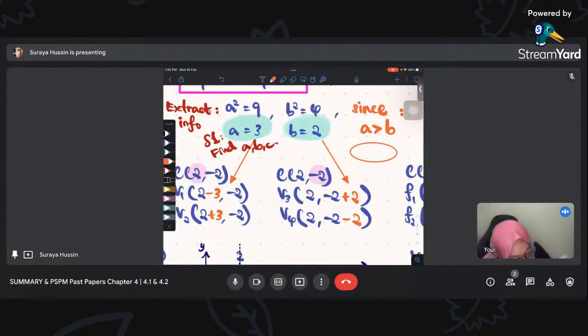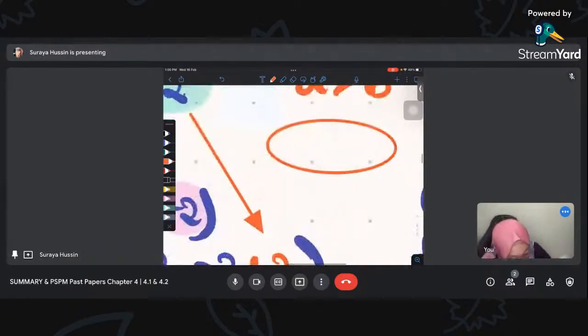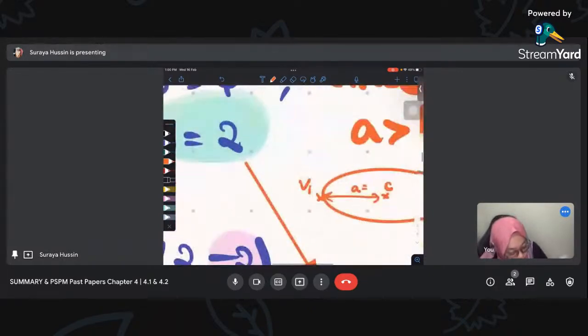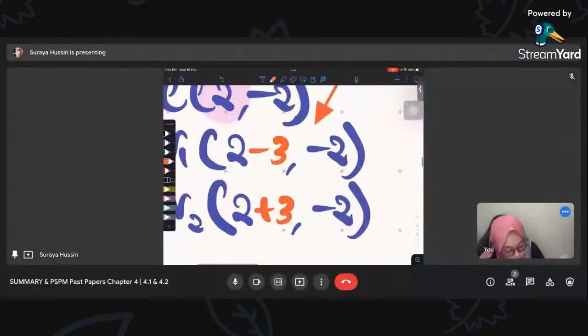Okay, you can draw it small. This is your C, and you must understand this is your A. Isn't it? So your A here must be your V1. What was your A value just now? Your A is 3.